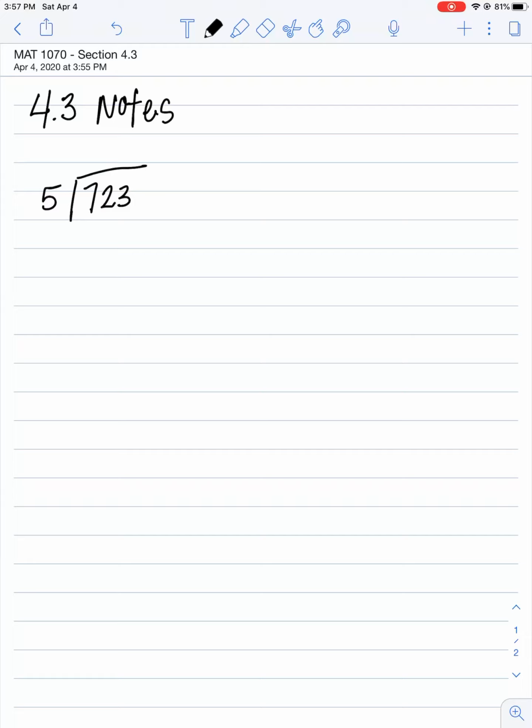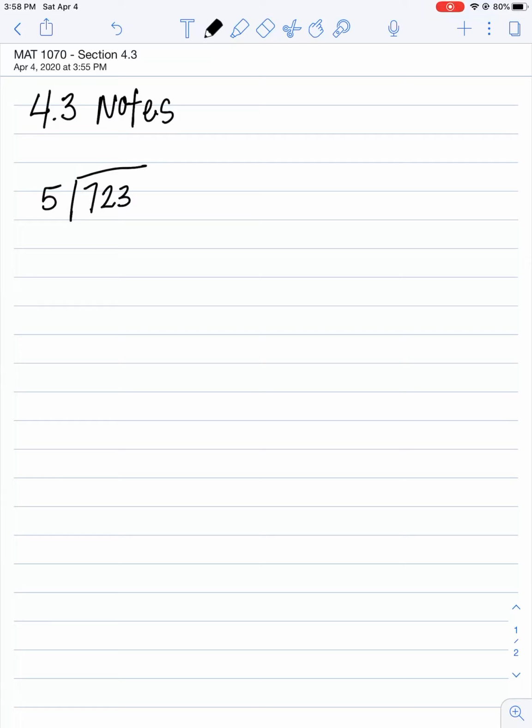We are now going to look at 4.3 notes, okay? So 4.3 talks about polynomial long division and then a process called synthetic division. And synthetic division is just a shortcut for polynomial long division. But before we look at division with polynomials, I want to remind you of a couple of things with division with smaller numbers like you did back in elementary school.